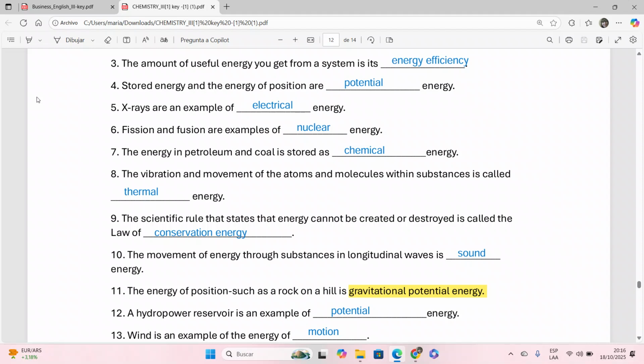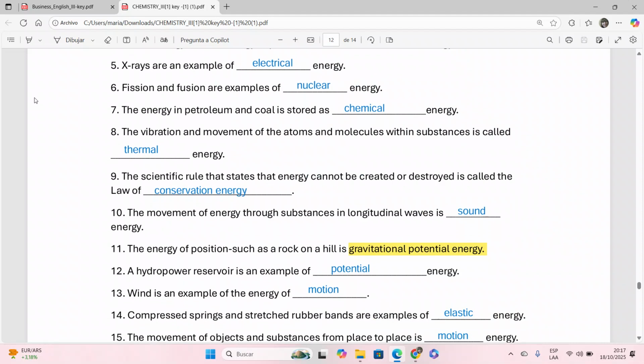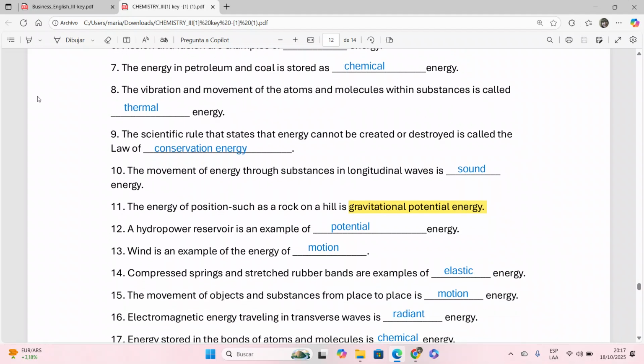4. Stored energy and the energy of position are potential energy. 5. X-rays are an example of electrical energy. 6. Fission and fusion are an example of nuclear energy. 7. The energy in petroleum and coal is stored as chemical energy. 8. The vibration or movement of the atoms and molecules within substances is called thermal energy.